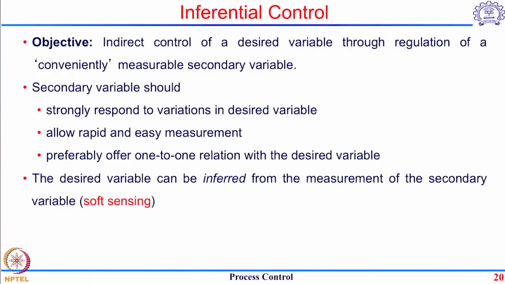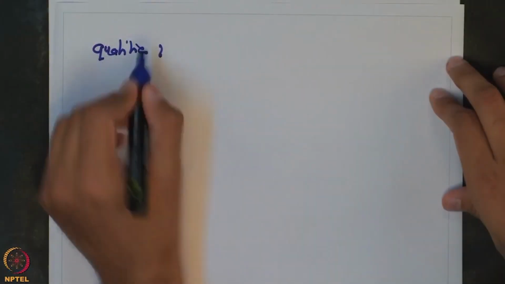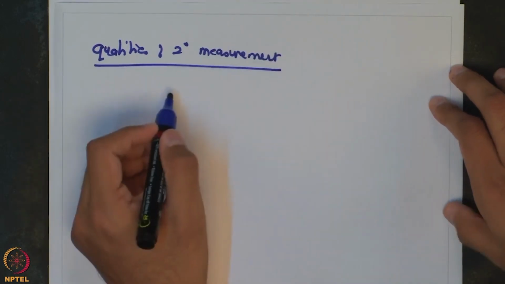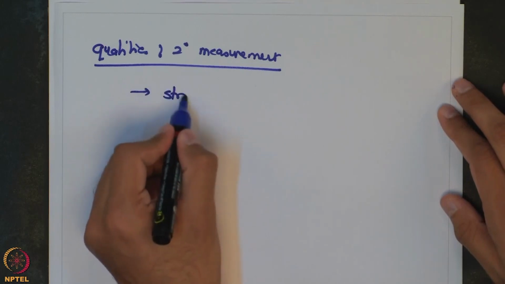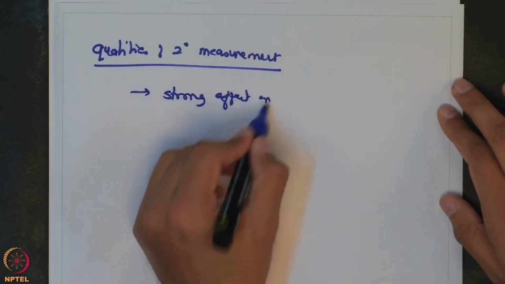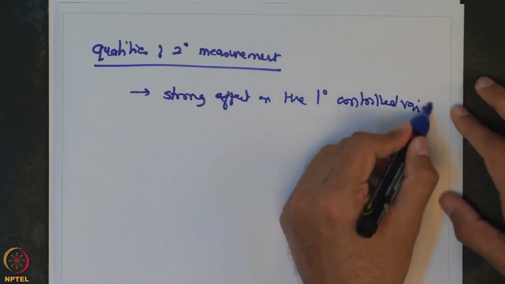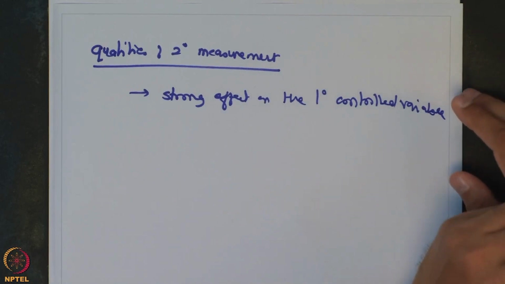So in terms of the qualities of variables which can be used as a secondary measurement, first and foremost, it should have a strong effect on the primary control variable. That is straightforward, because if whatever variable you are using to infer your main control variable does not strongly affect that variable, then the control strategy would not work.